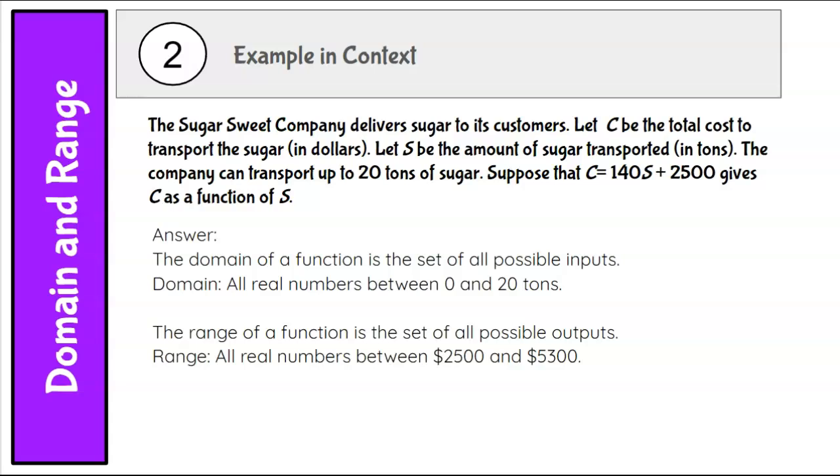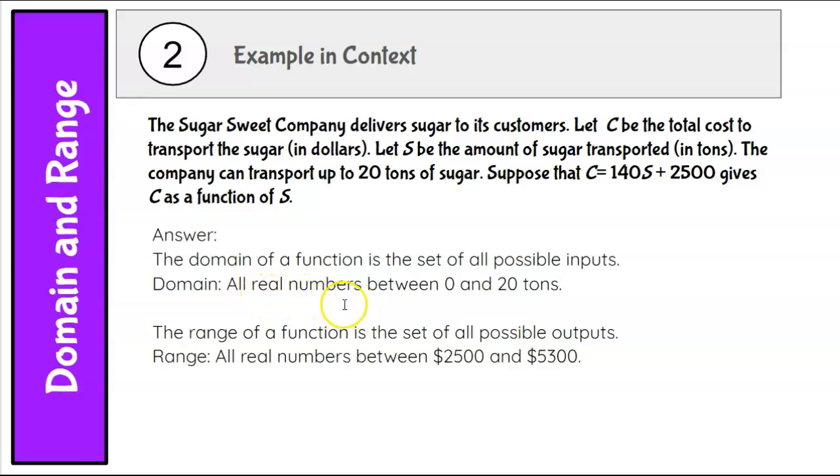How much sugar can we transport? Well, we can transport none. So the domain, the lowest amount we could do is 0. And what's the highest amount of sugar that we can transport? It says up to 20. So the domain is all real numbers between 0 and 20 tons. It makes sense to be all real numbers because we could do like a half a ton or 0.1 of a ton or 0.01 of a ton. So all real numbers make sense.